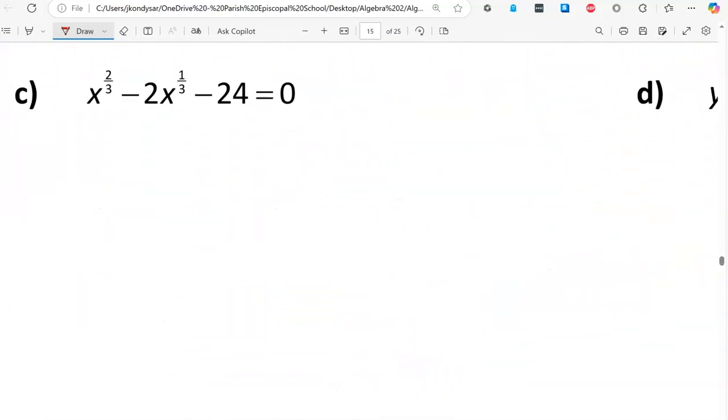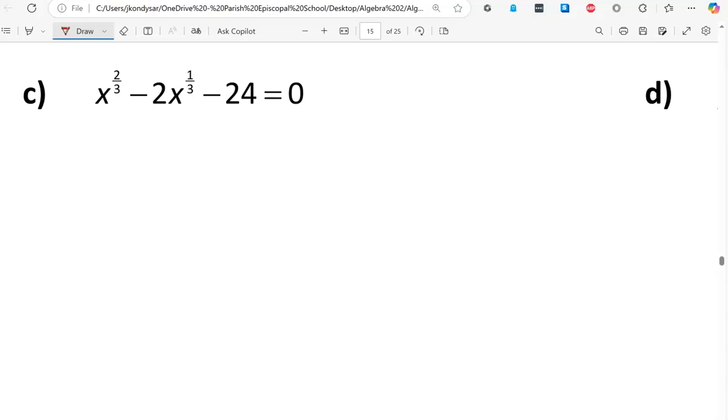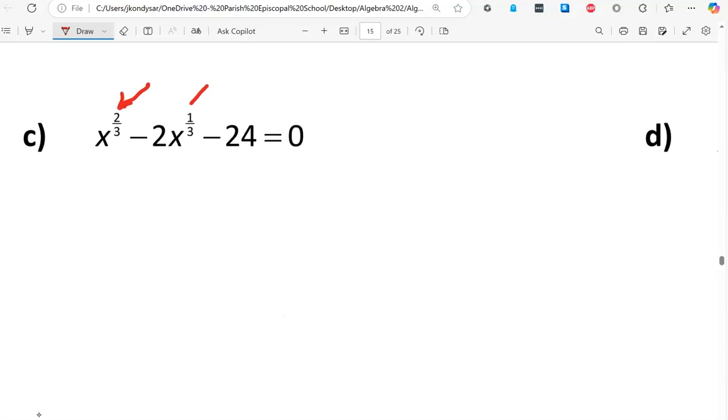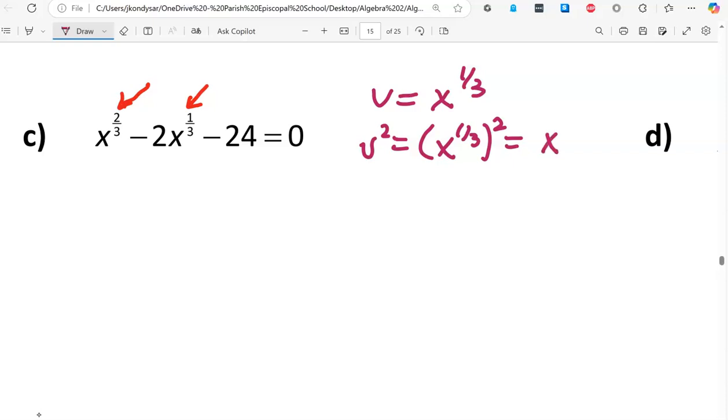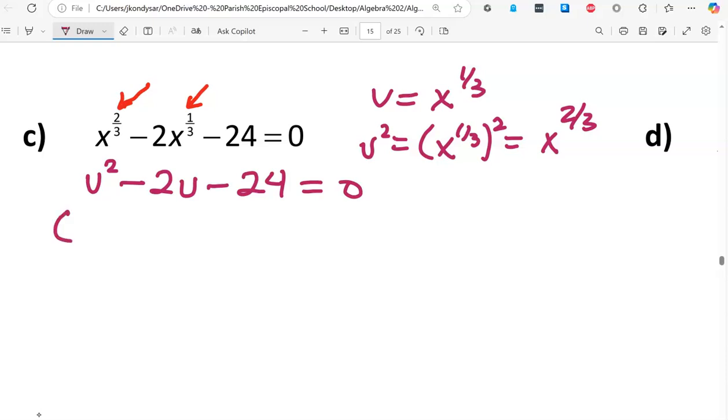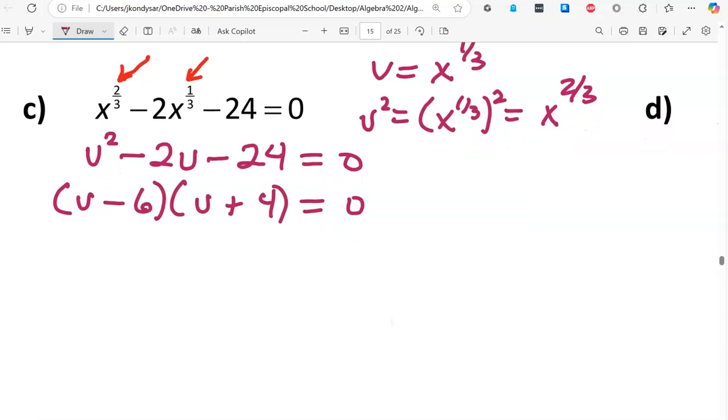All right, well, let's take a look at C. C is similar. You'll notice that one of the exponents is 2 times as big as the other. Let u equal x to the 1/3 power, and then u squared would be x to the 1/3 the quantity squared. When we raise a power to a power, you multiply the exponents, and 1/3 times 2 is 2/3. So that means that the x to the 2/3 power can be u squared, and x to the 1/3 power can be u. Now we can solve this one by factoring. u minus 6 times u plus 4 is equal to 0.